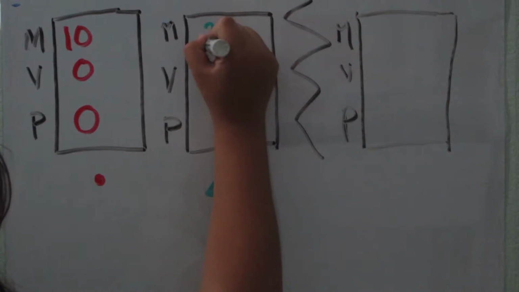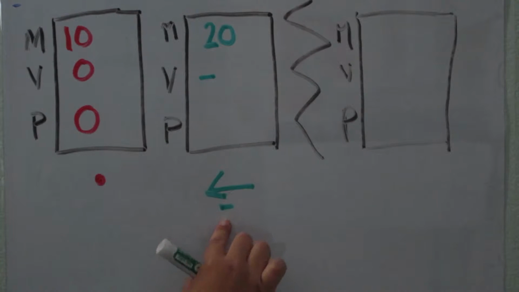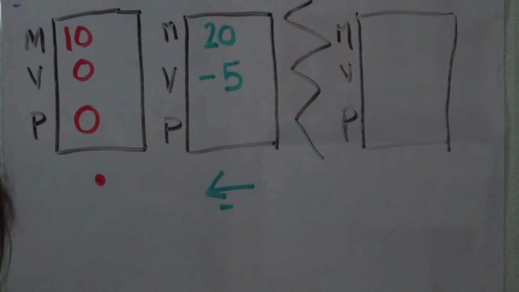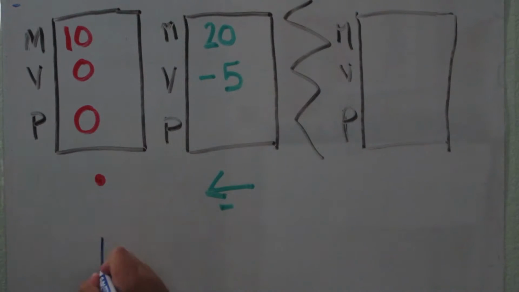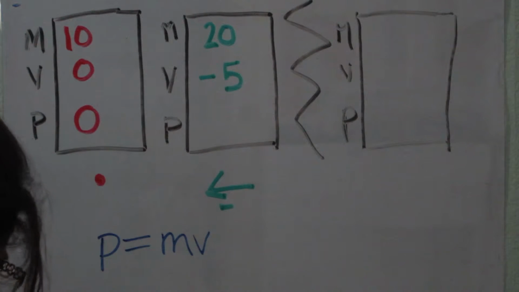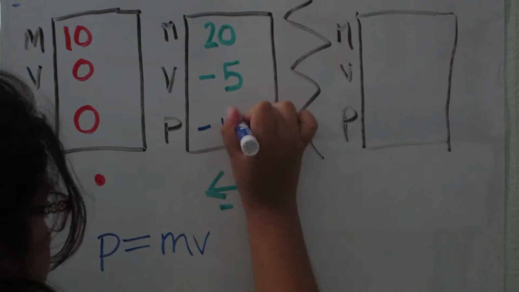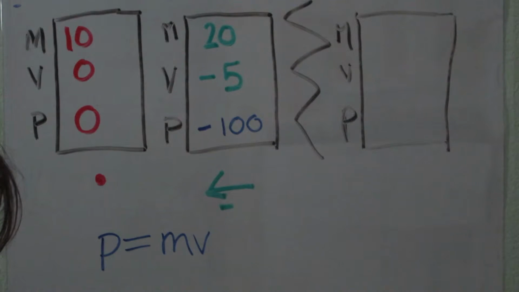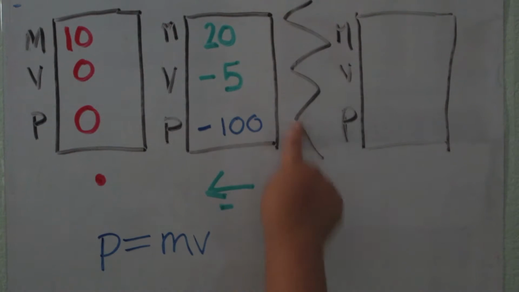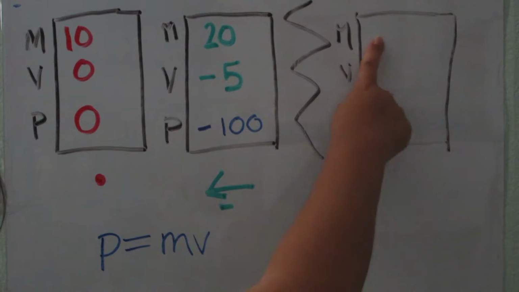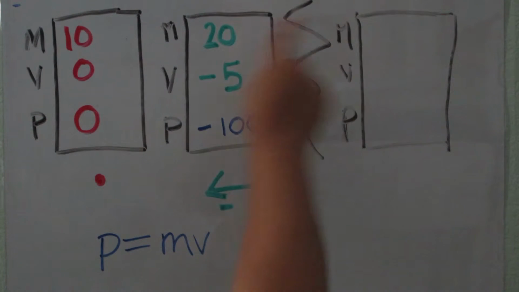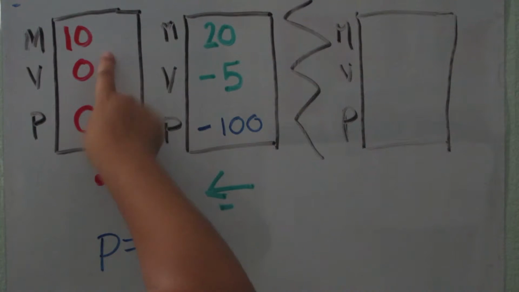For the second object, the mass is 20 kilograms and the velocity is -5. And it's negative because it's going in the negative direction, which is to the left, which makes the momentum also negative. The final object will go in the same direction that the second object was going. So, because mass and momentum must always be conserved, we can solve for the mass of the final object and the momentum of the final object.